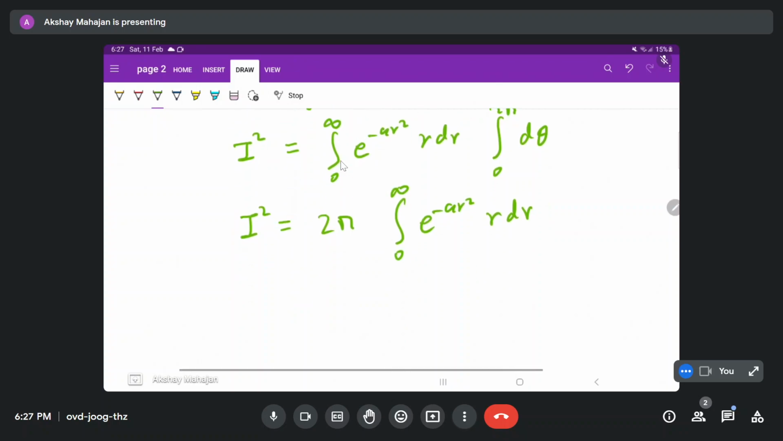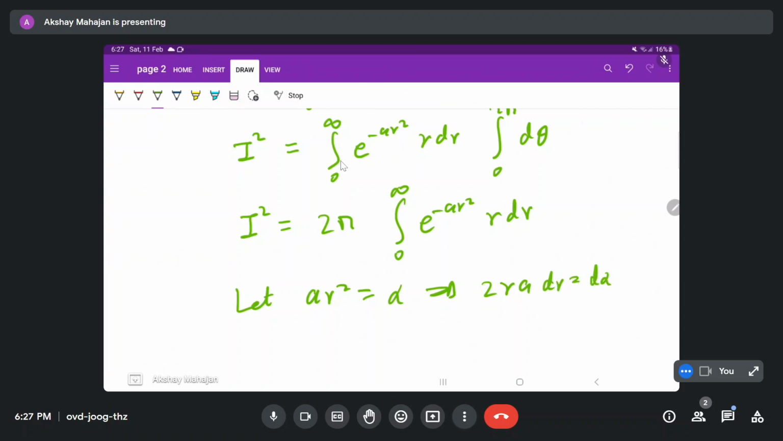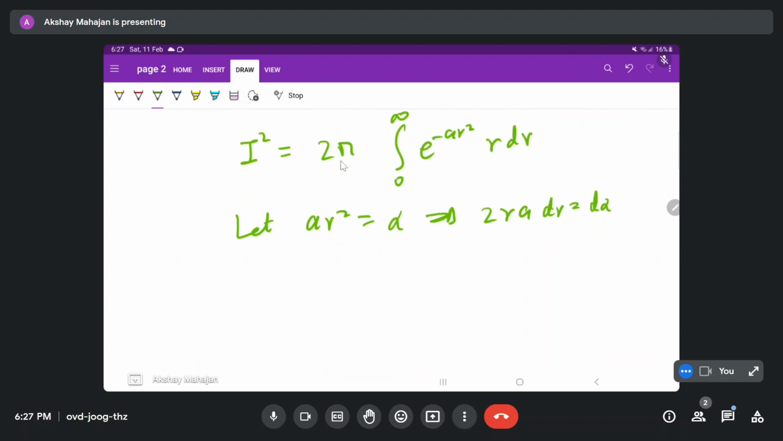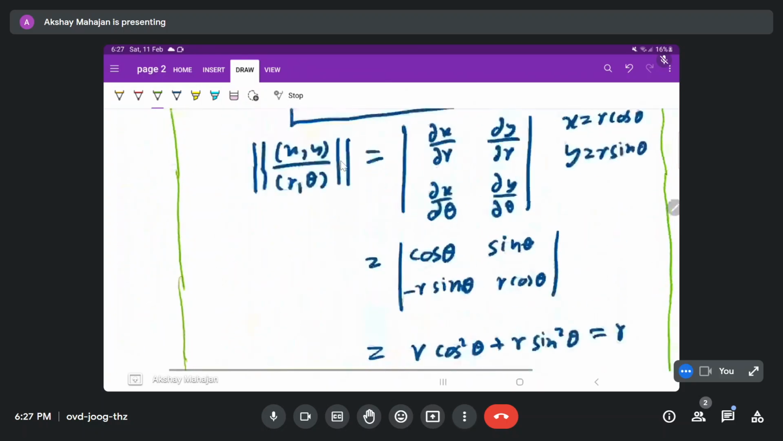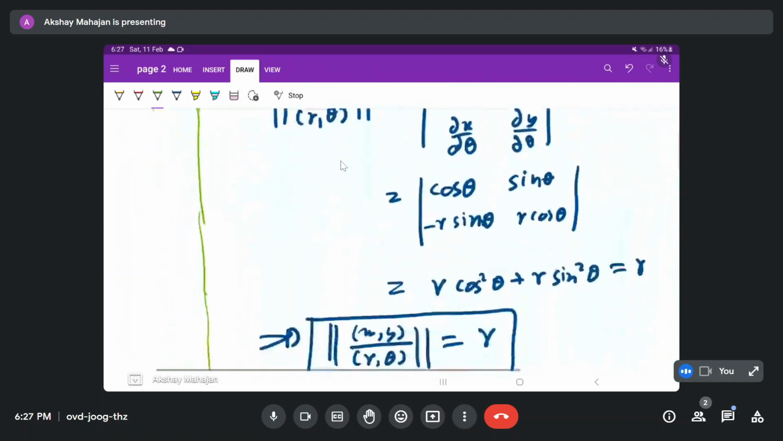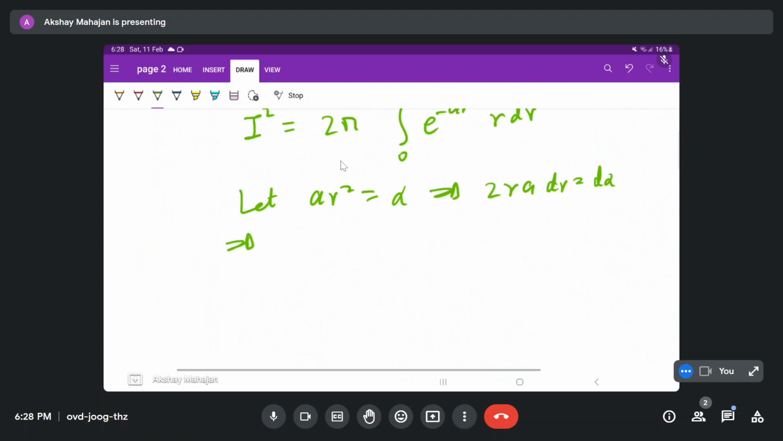Alright, now let a r square equal some alpha, so you will have 2ra dr equals d alpha. This is an aside, an aside in the box.